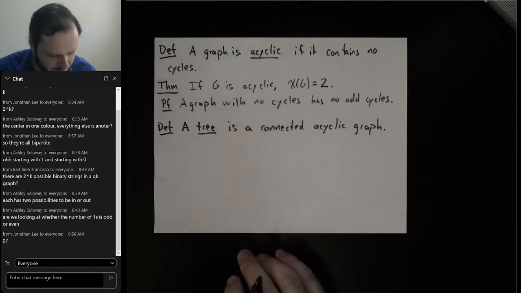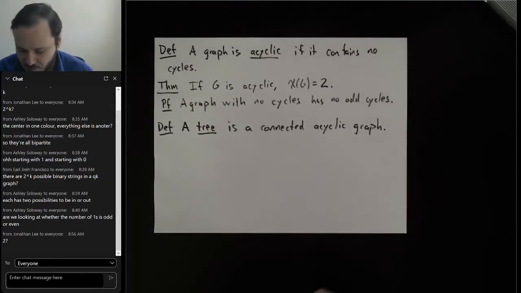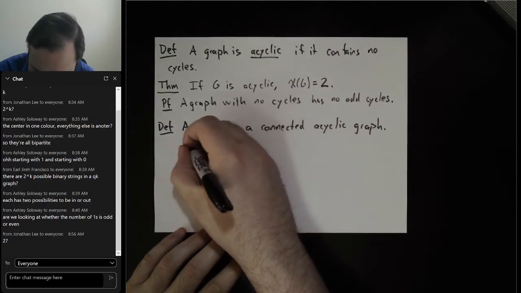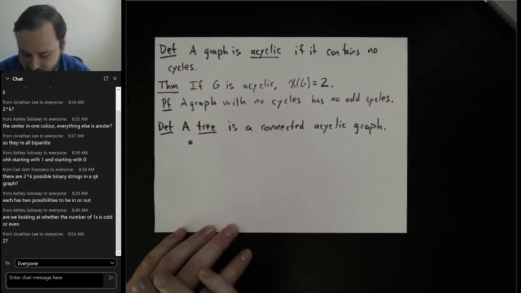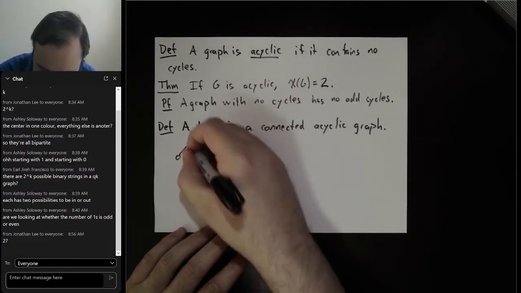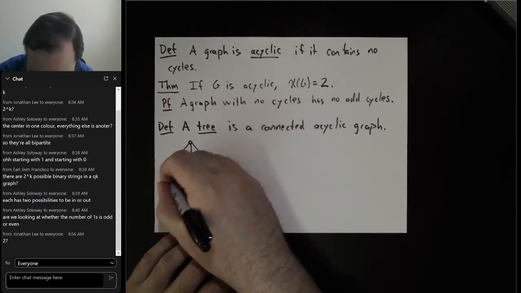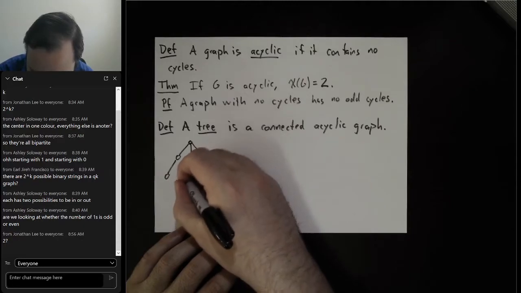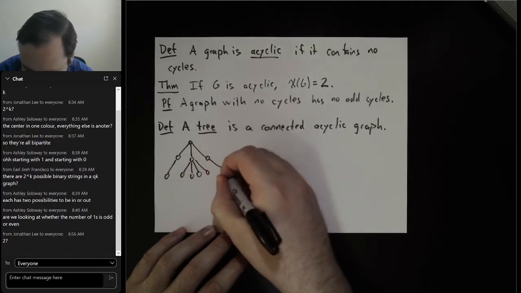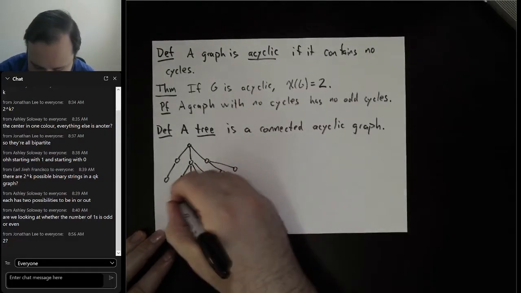So I want you to just think a little bit about why that might be. Why would we call it a tree? Well, let's look at a graph without a cycle. I have some vertex. It has some neighbors. And then they have some neighbors. Maybe that one has one. Maybe this guy has a bunch. This guy maybe has a bunch as well. And then maybe some of them have neighbors.